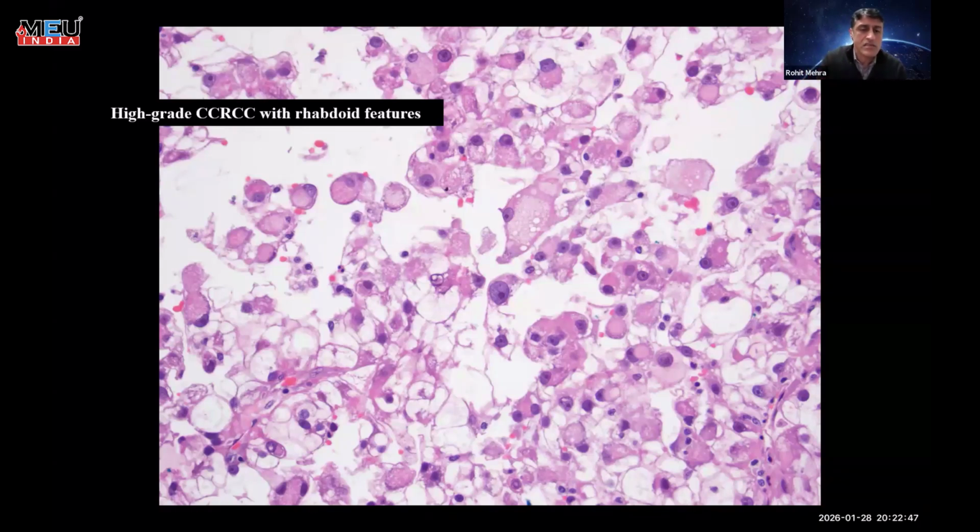But why is this morphology associated with a poor prognosis? So I always tell residents and fellows and trainees that it's very important to ask why to what we are doing and what we are seeing, and why there are these clinical correlations.